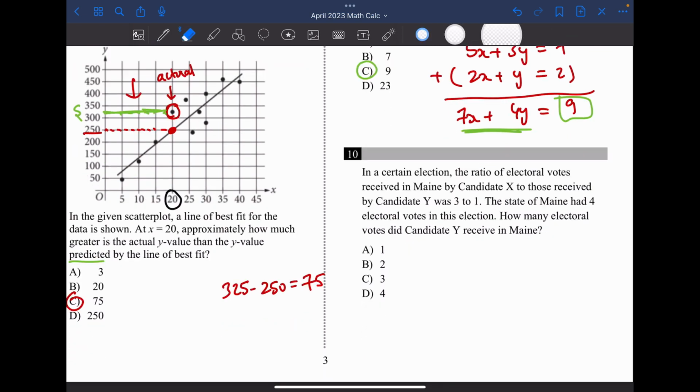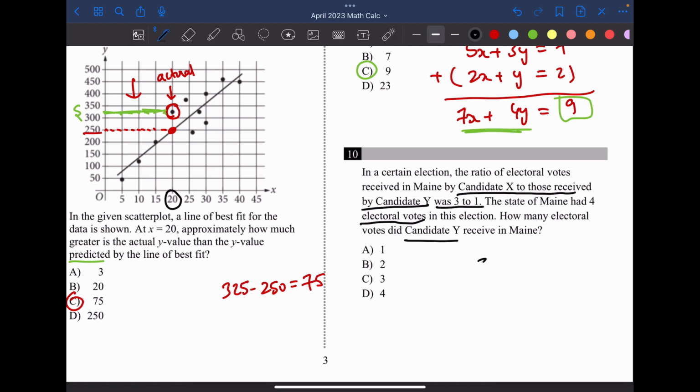Question number 10. In a certain election, the ratio of electoral votes received in Maine by candidate X to those received by candidate Y was 3 to 1. So this is a ratio. And then the state of Maine had 4 electoral votes in total, I guess. And then how many electoral votes did candidate Y receive in Maine?